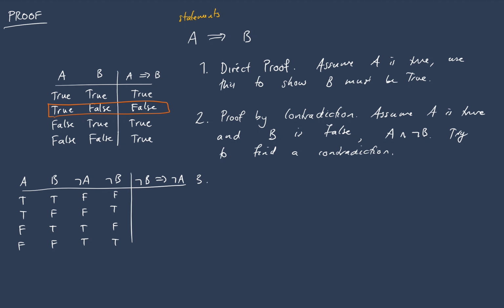Okay, so remember the only way an implication can be false is if the hypothesis is true and the conclusion is false. So if not B is true, that's here or here, and the conclusion, which in this case is not A, is false, which is here. That is the only way that our implication can be false. The other three cases are going to be true automatically. And lo and behold, that truth table is exactly the same as the truth table for A implies B.